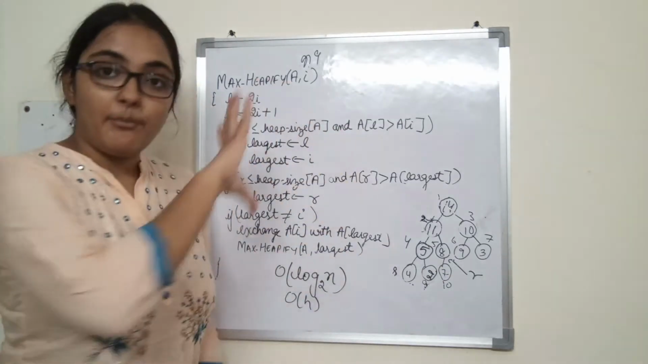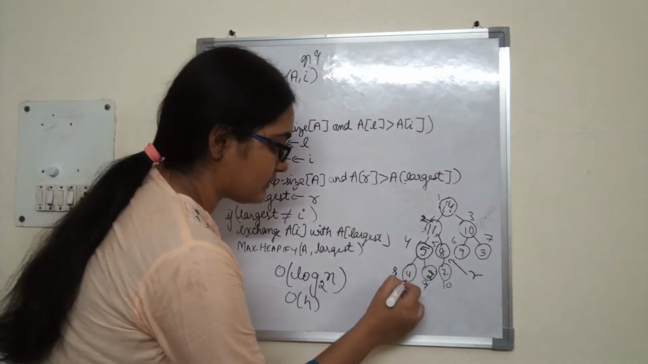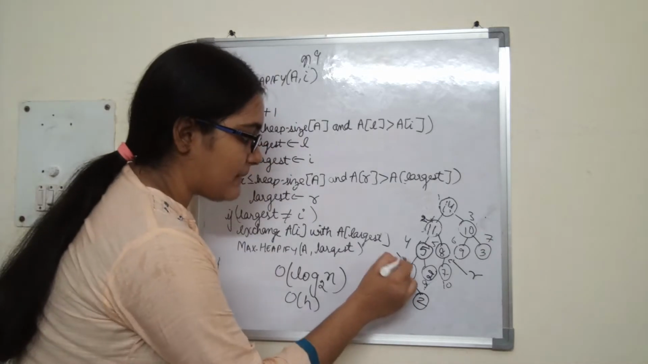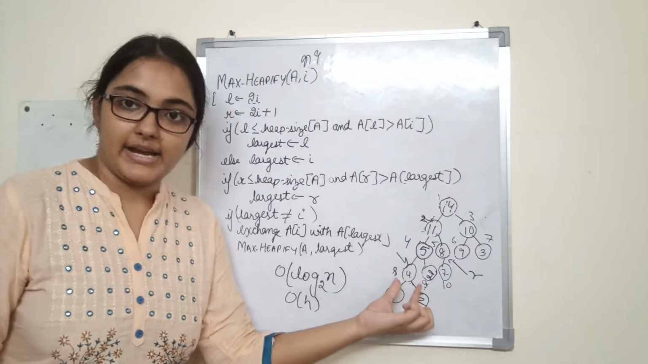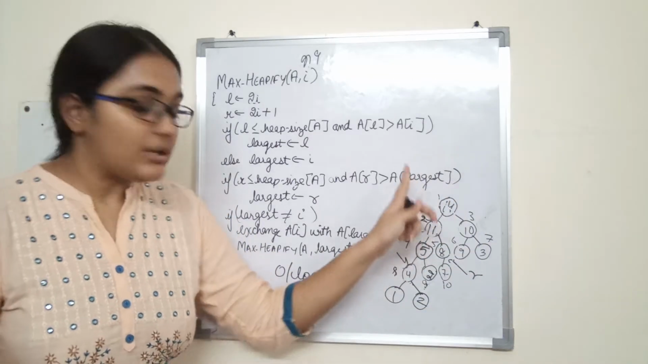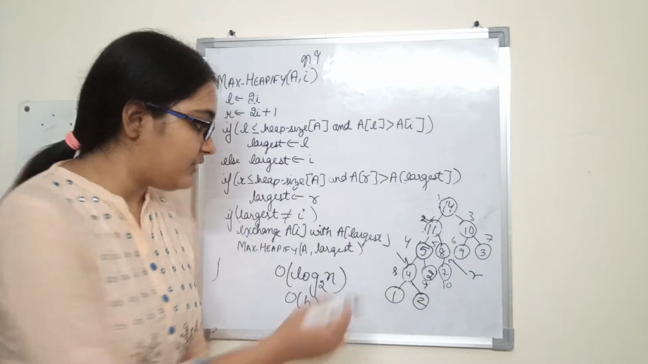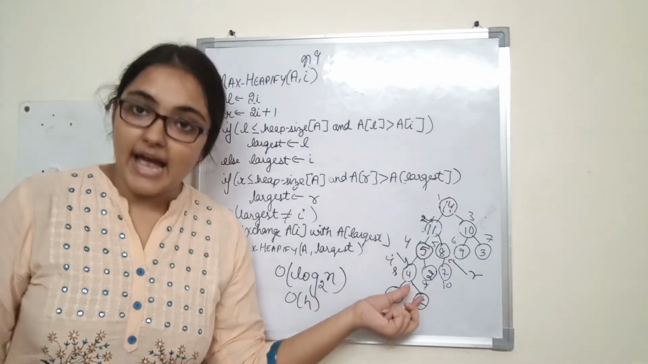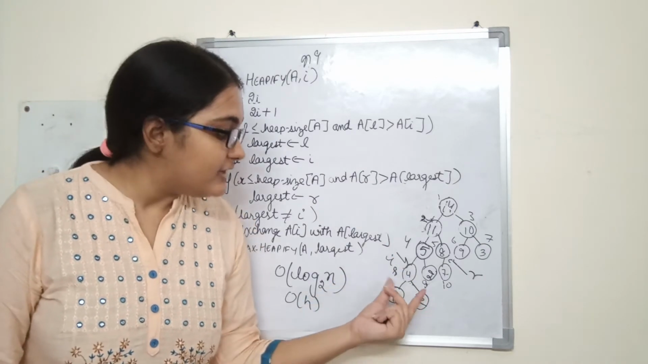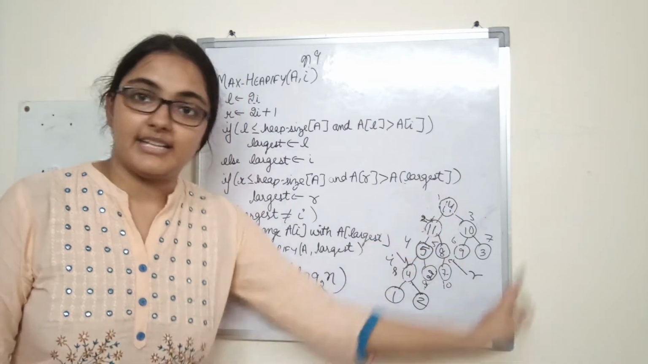Let us say we have a big tree with some more nodes, and I call max heapify on just this node. The time taken by max heapify will not be the height of the entire tree. It will be only the height of the subtree rooted at I. If this is I, and we are calling max heapify on this node, then the time taken will be the height of this subtree, and not the height of the entire tree.